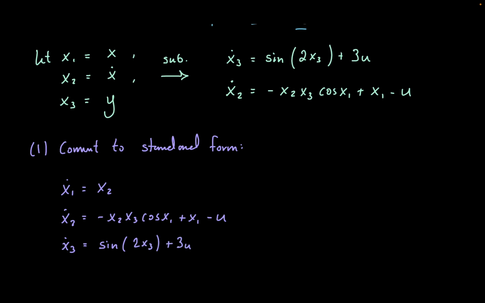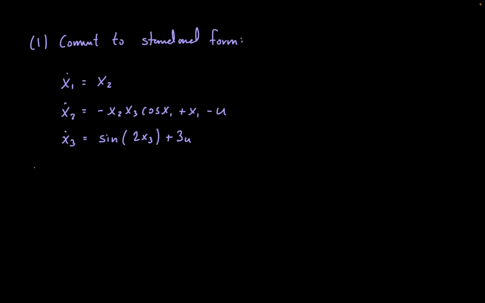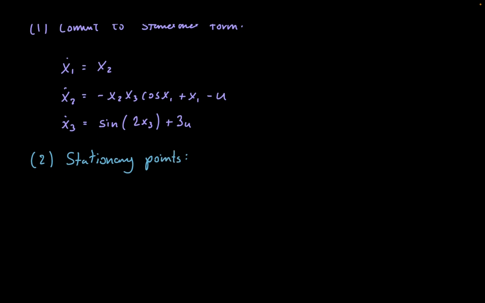Okay, so now the next step that we have to do is find our stationary points. Essentially what this means is we're going to take our x1 dot, our x2 dot, and our x3 dot, set those equal to 0, and see what values we get for x1, x2, and x3. So let's do that.